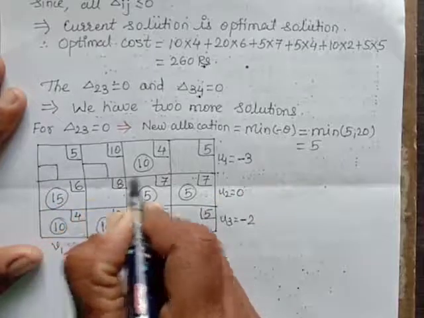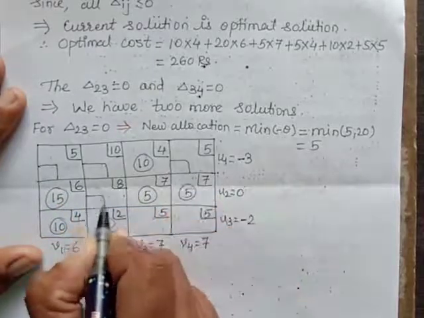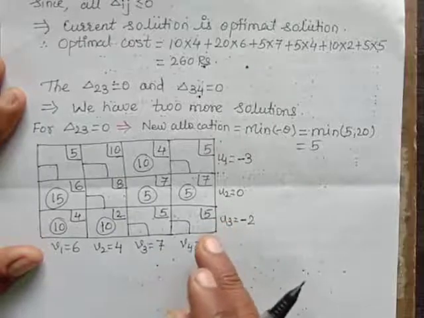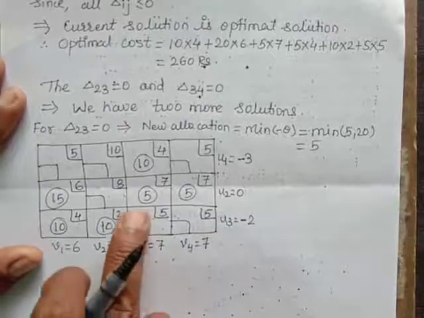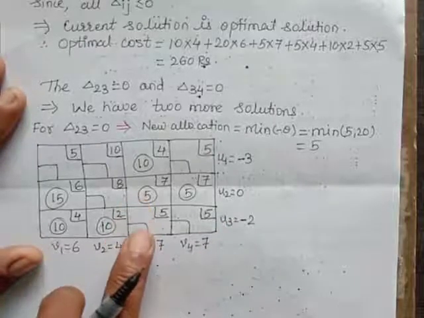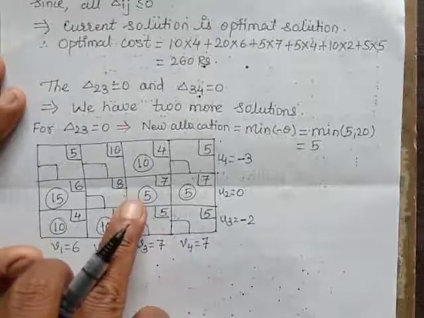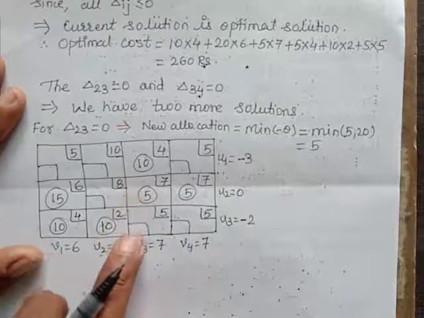Fine. Now if you remember, this 5 allocation we have taken from here. Previously it is here. So now due to that here we got a 0. Now what happened?